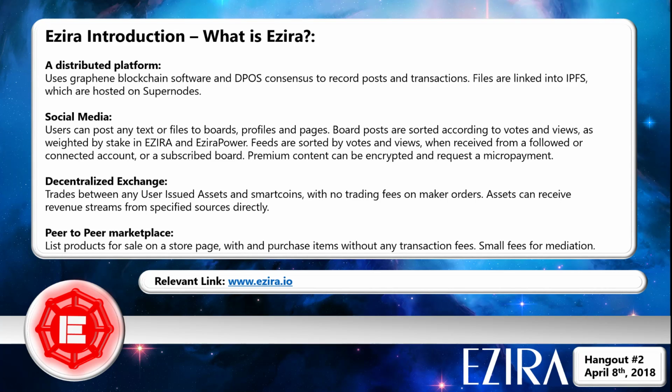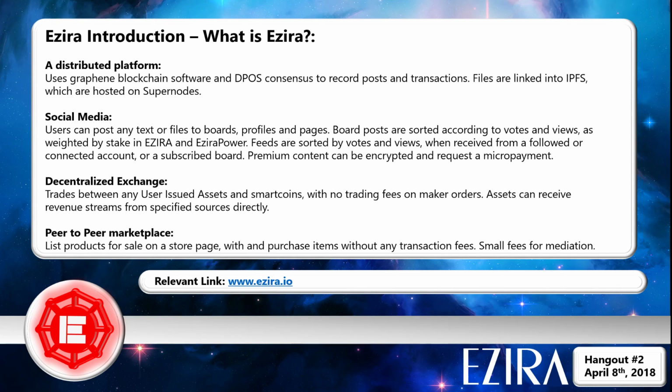So we'll introduce everybody to the Ezira platform. So what is Ezira? Ezira is a distributed platform. It uses graphene blockchain software and delegated proof-of-stake consensus to record posts and transactions. Files are linked into IPFS, which are hosted on supernodes.